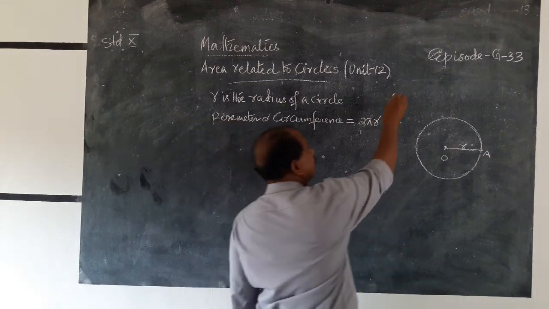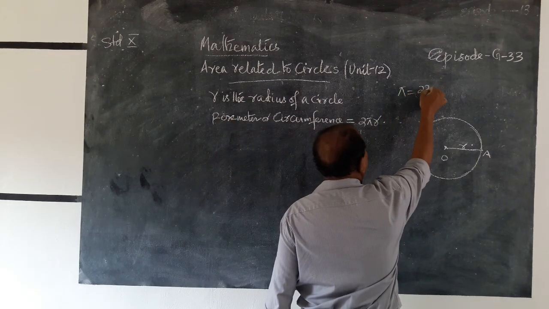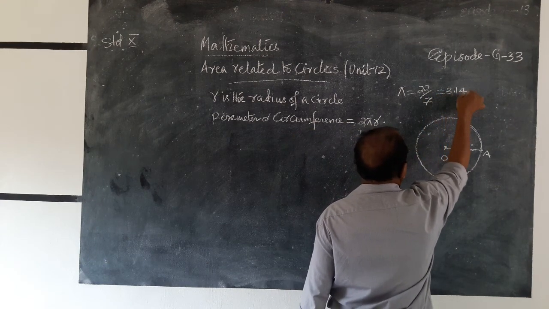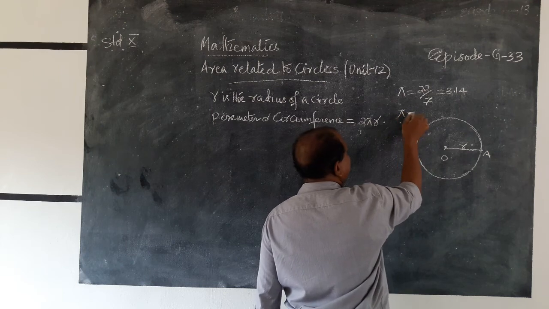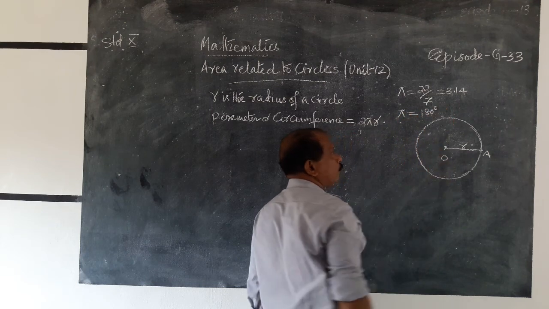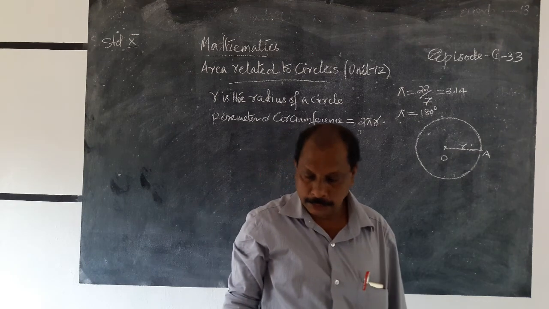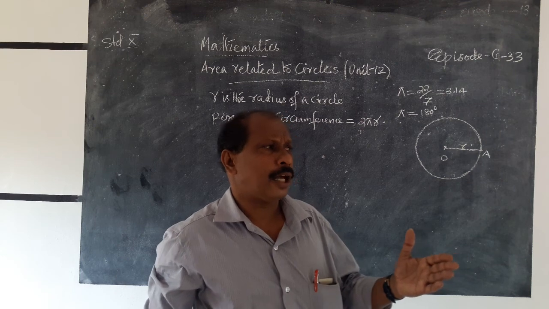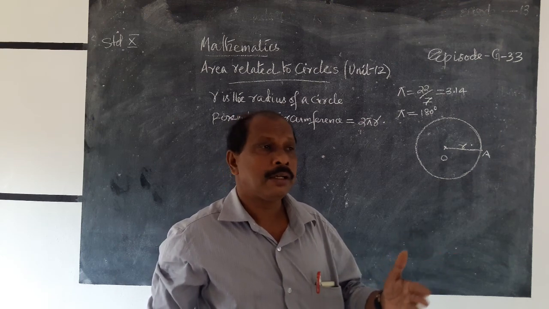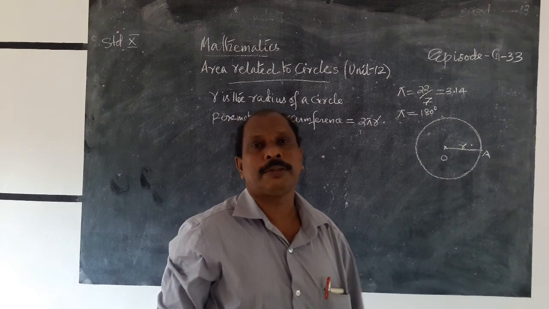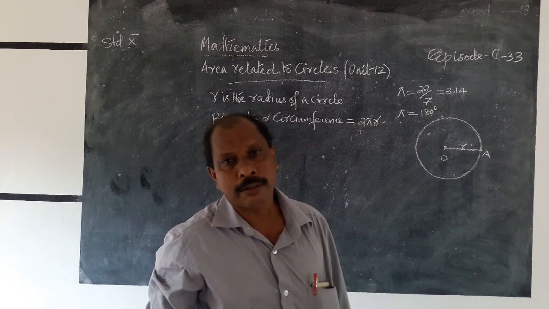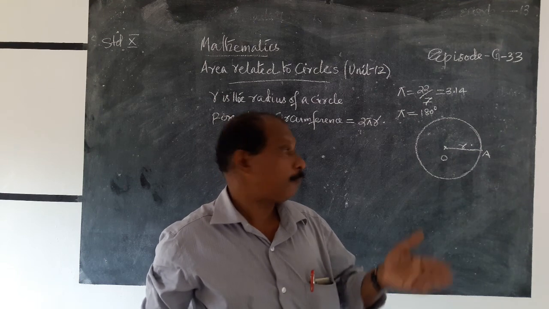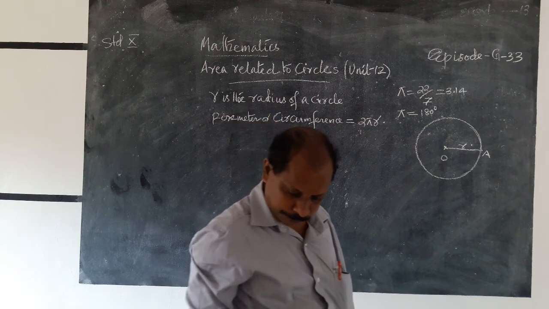What is pi? Pi is equal to 22 by 7, that is the actual value, or approximately 3.14. But the angular value of pi is 180 degrees. There are two values of pi. The numerical value of pi is 22 by 7 or approximately 3.14. If r is a multiple of 7, we can use pi as 22 by 7. If r is a multiple of 10, we can take pi as 3.14. But the angular value of pi is 180 degrees in geometry.